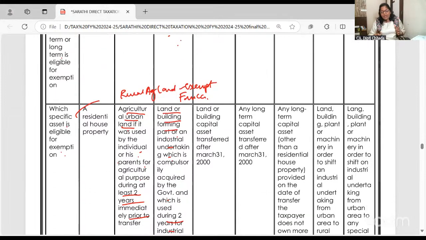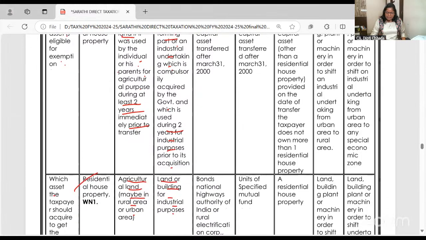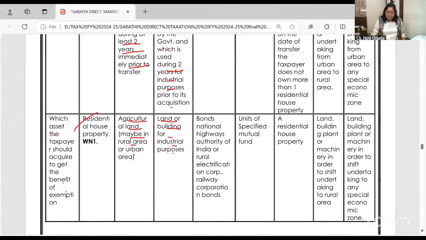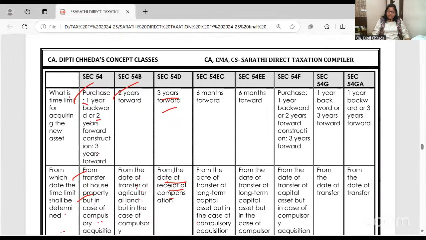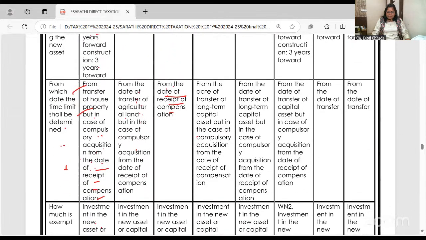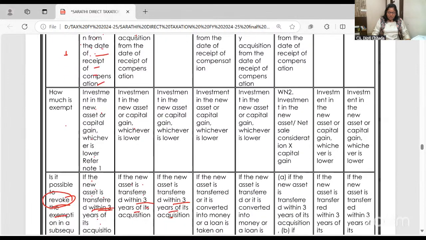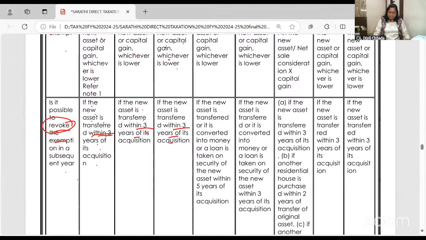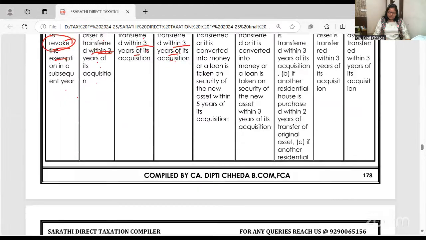Then I'll read left to right also to give you all the comparators. Don't worry. So sell land and building which is compulsorily acquired by the government, and it should have been used by the assessee for 2 years for industrial purpose. Acquire land and building, 3 years forward time limit, from the date of receipt of compensation. How much is exempt? Investment or capital gain, whichever is lower. Investment should not be transferred within 3 years.